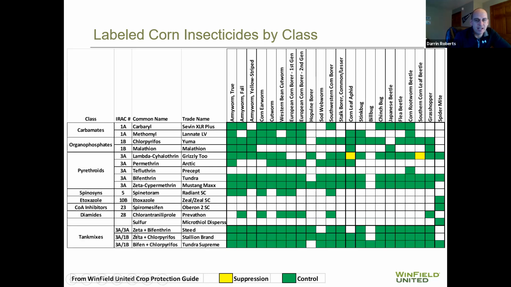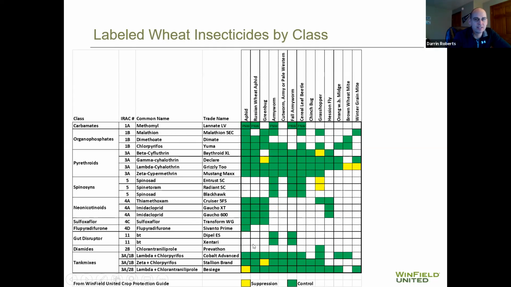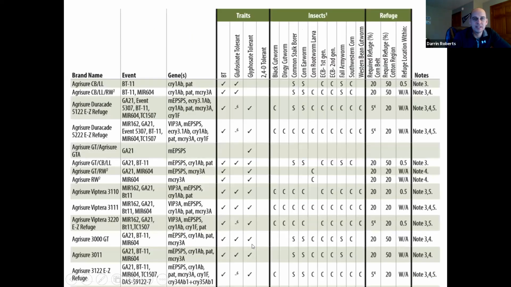Okay, and then the last one that I'll mention here, the tank mixes, and you can see just how good the tank mixes are. A lot more green for all the tank mixes because they do a very good job of controlling those different insects. That's for corn. It's also in the crop protection guide for soybeans, wheat, alfalfa. There is some reference material.